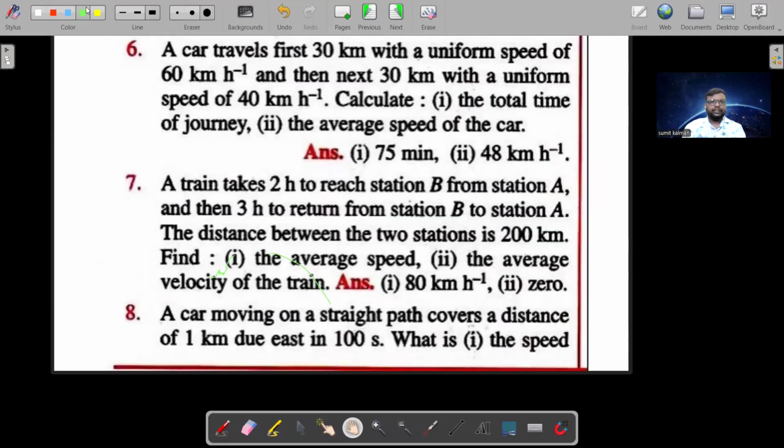Next is problem 7. In 7 they are saying a train takes 2 hours to reach station B from station A, and then 3 hours to return from station B to station A. The distance between the two stations is 200 kilometers. You have to find the average speed and the average velocity of the train. So students, we'll proceed for the solution.